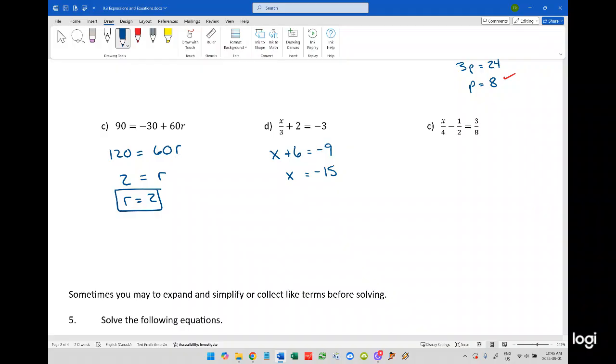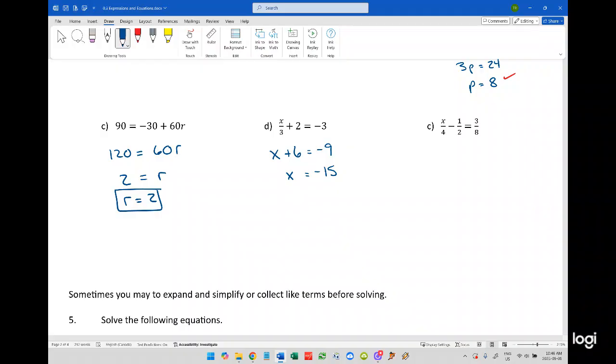Part C, this one's going to be a little bit trickier, but not too bad. I'm going to multiply everything through by 8. Now, technically, I could multiply through by 8 and 4 and 2, but 8 does get rid of the 4 and 2 as well, because both of those have a multiple, which is 8.